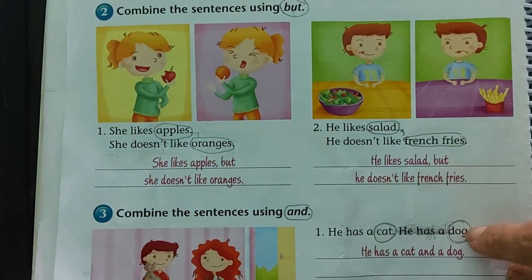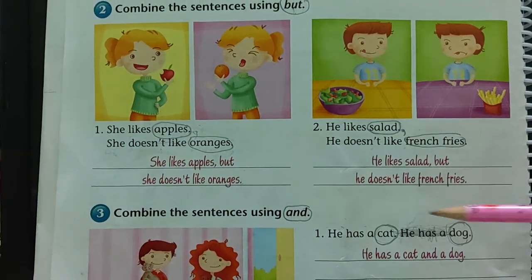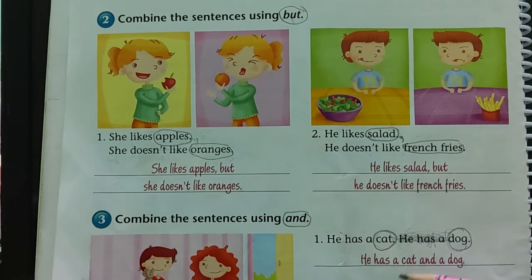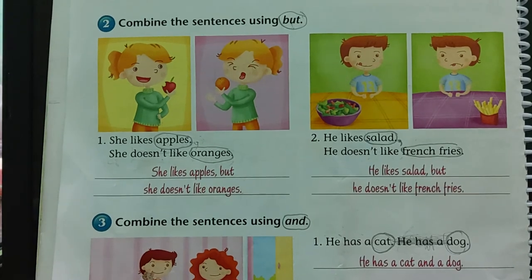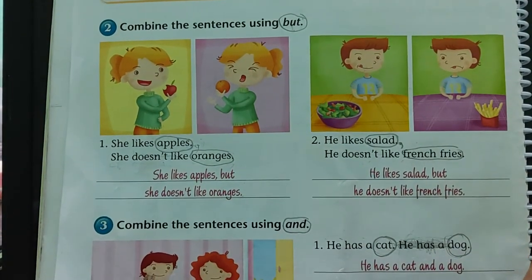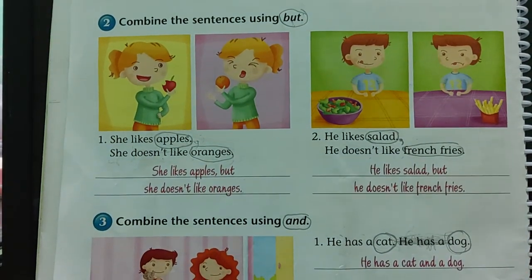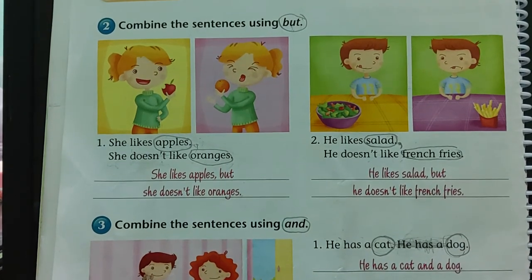Let's check it out. There it is. So this disappeared. He has a cat and a dog. Now, let's talk about the girl. Look at her teddy bear. She likes teddy bears, obviously. And what else does she like? Dolls, because she's a girl.